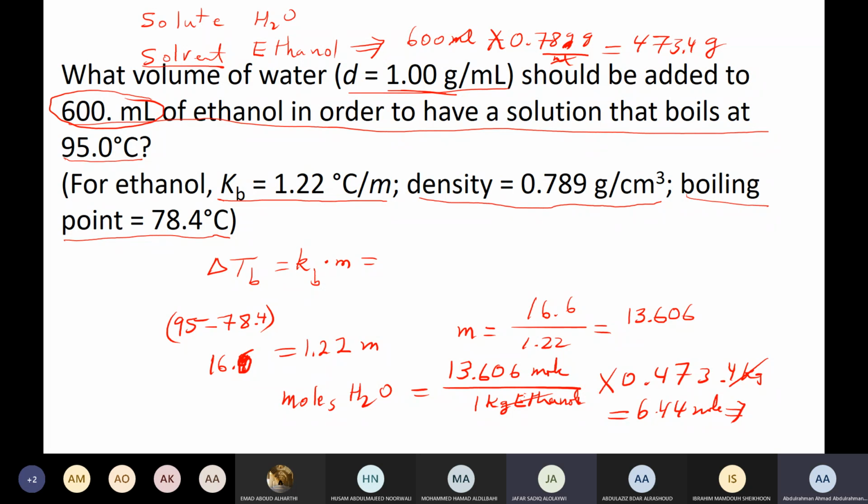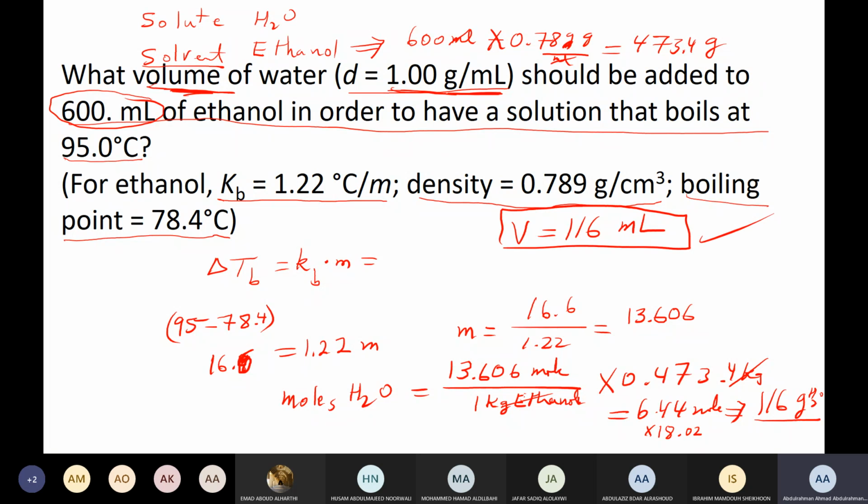Multiply by the molar mass, 18.01 or 18.02. 116.07 gram H2O. Now I have 116 gram H2O, but the question is asking how many milliliter, and the density is 1. So what's the volume? 116 milliliter. And that's the correct answer. How easy?